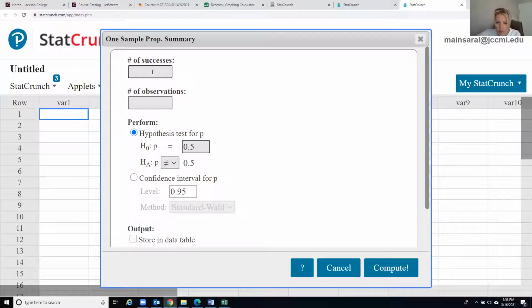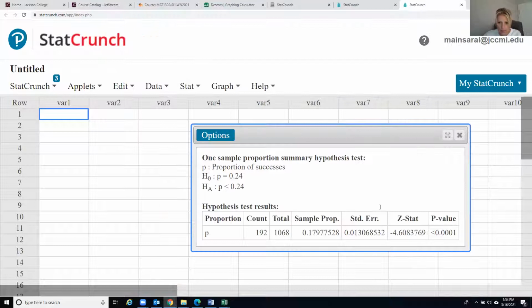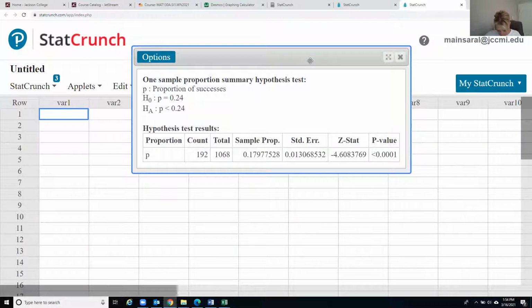And we're going to put in 192 and then tab and do 1068. And then it automatically is at hypothesis test, but make sure that you put all these in correct. So we have to change to 0.5 because ours is 0.24. And then ours is a less than. So make sure you change those parameters on your hypothesis test. And then you can hit compute. And this is what you should have come up with.